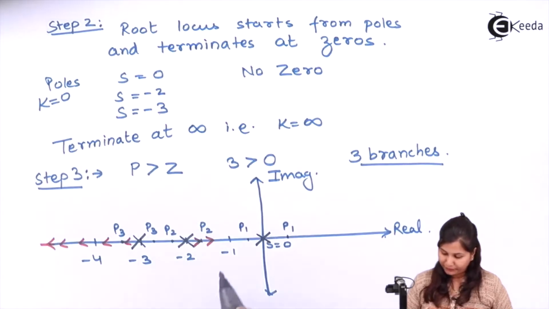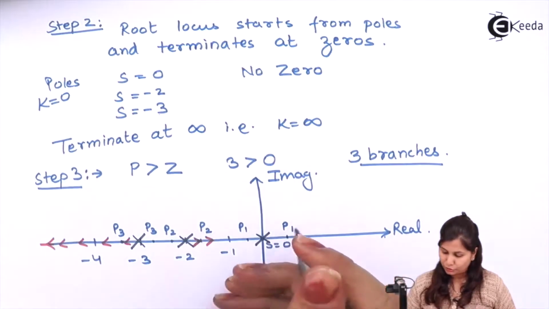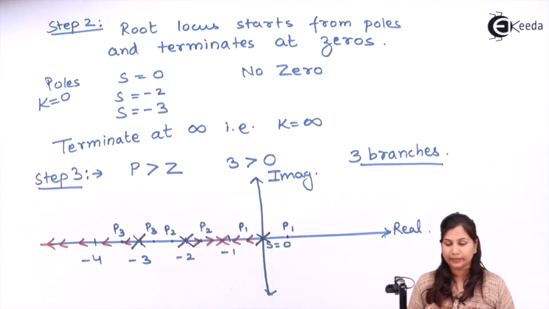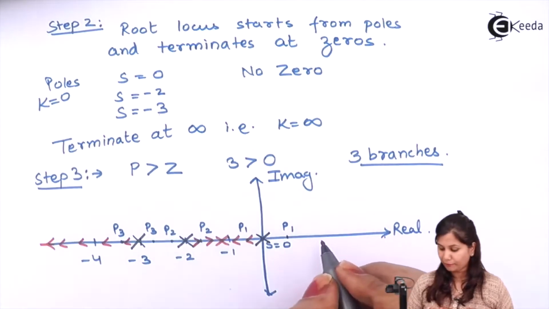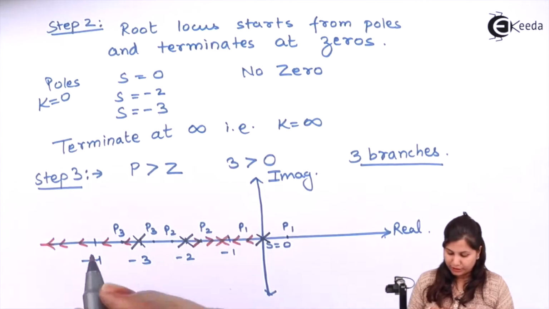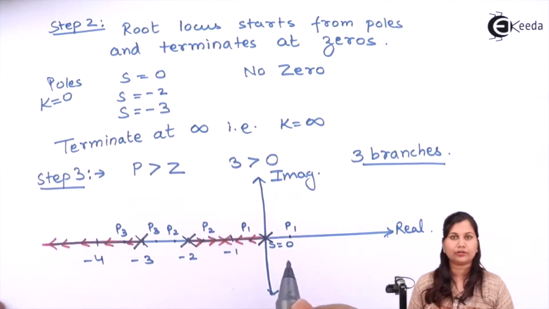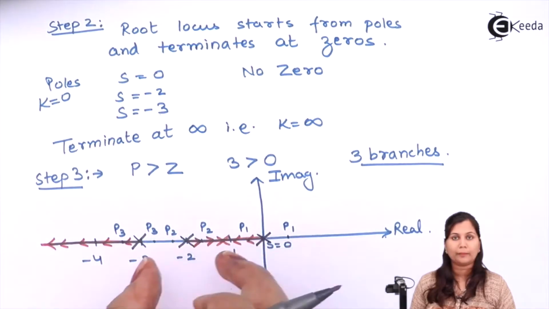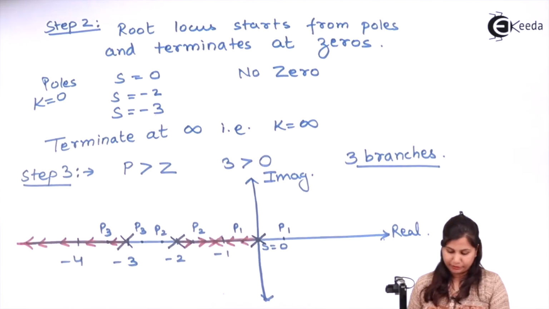Okay. Now for P1, the number of poles is 1 on the right hand side. It is odd. So the direction of root loci will be towards this point. And for this point, the number of poles is 0 on the right hand side. So it will not be in this direction. So these are the root locus branches for these 3 poles. We have known that this is existing between these 2 parts. So this completes our step number 3.